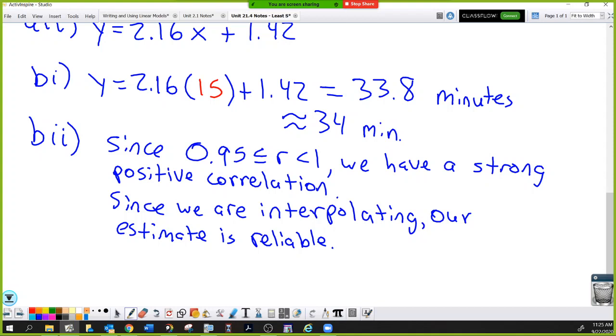Now, if it was, let's just say you plugged in the number 25. Even though this thing is highly correlated, technically you would need to say that that would not be a reliable estimate because X equals 25 is outside our range of X values. So that's extrapolation, and generally extrapolation is not acceptable as a reliable tool.